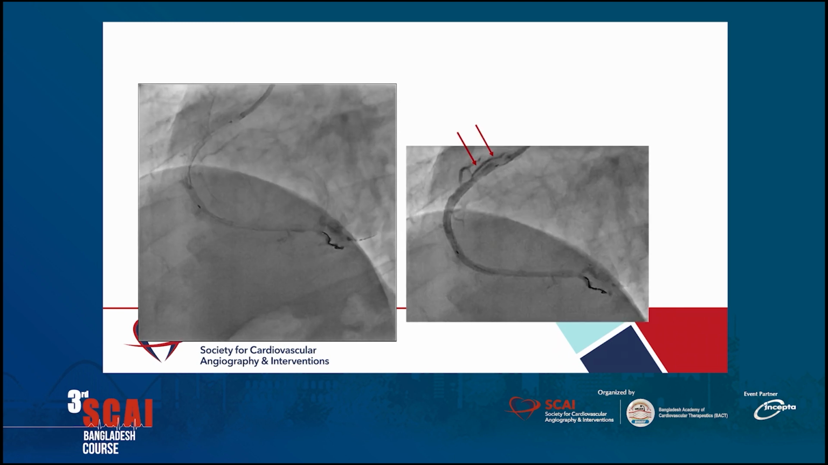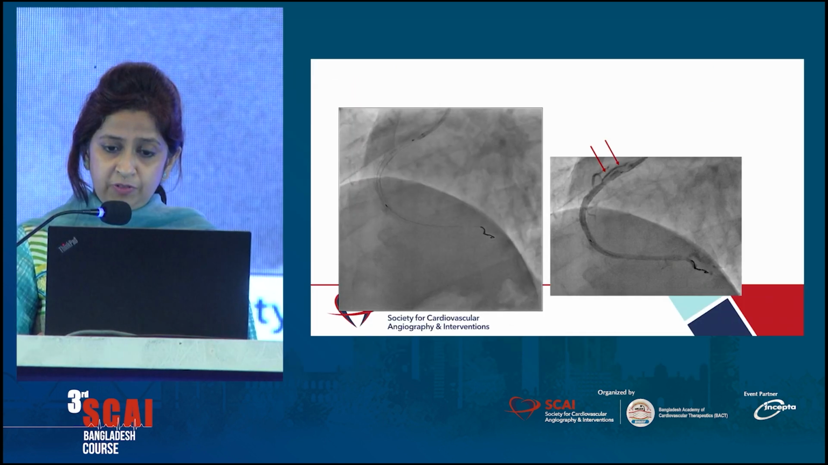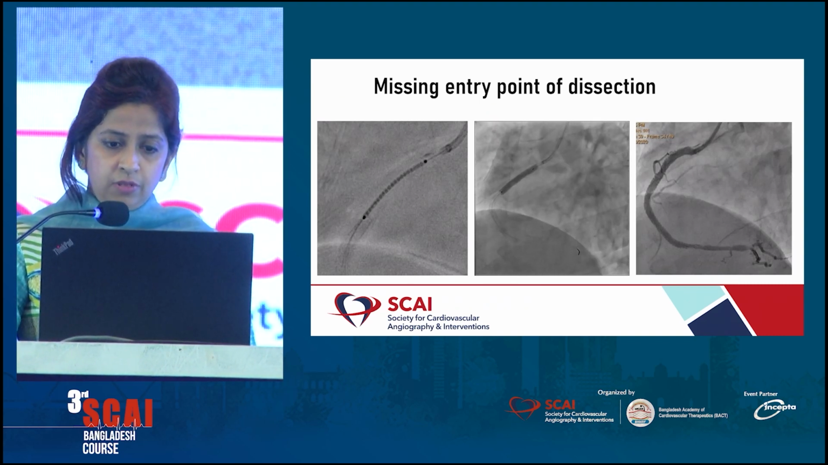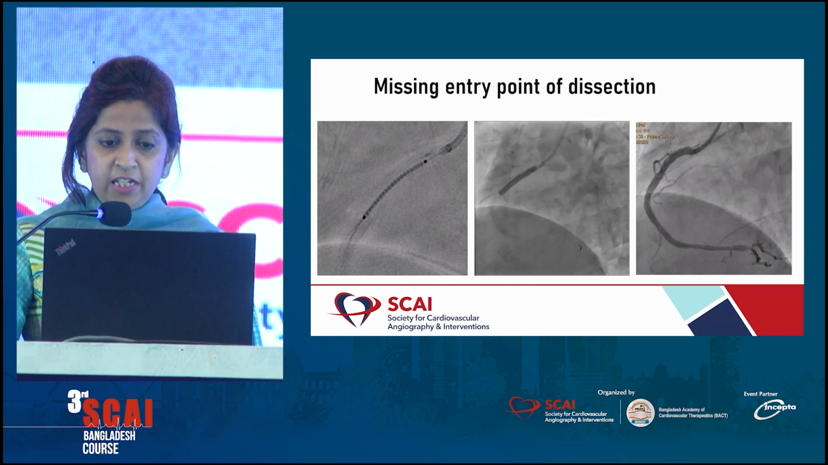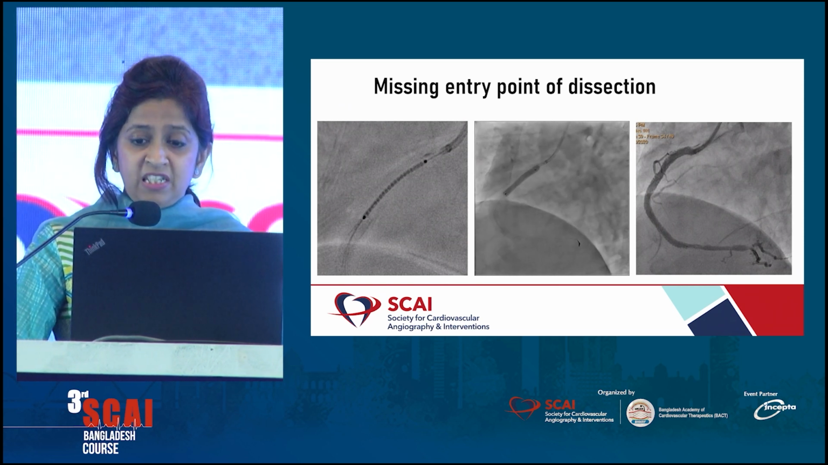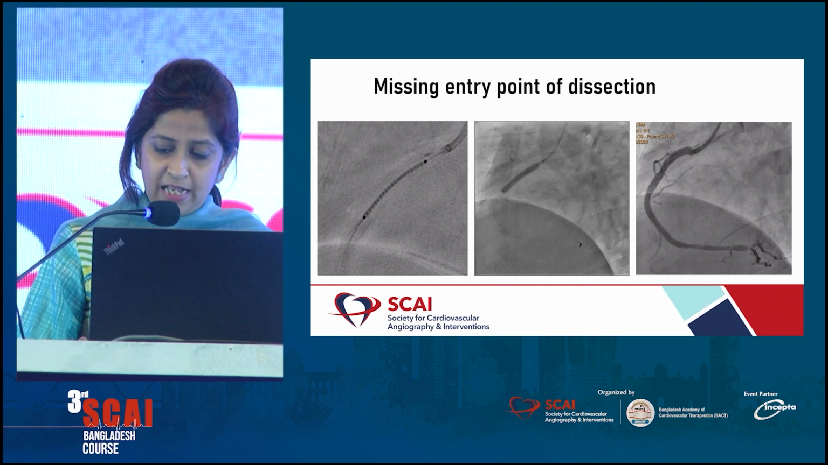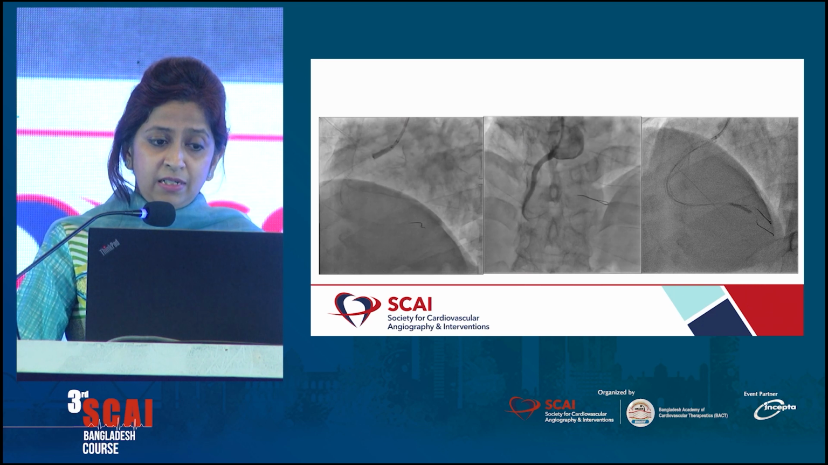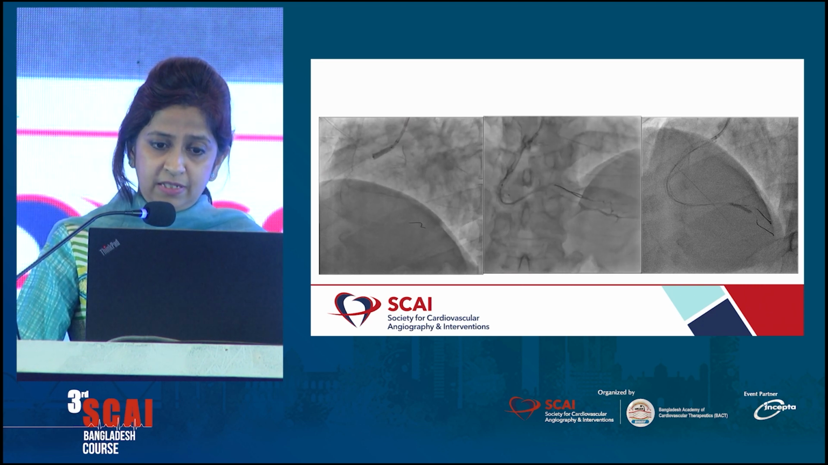You can see after stenting, the perforation sealed, but there was a long dissection proximal to the stent. So we took another stent of 3 x 18 millimeter. We stented the proximal part, but we missed the proximal entry point of the dissection. To seal the proximal entry point, we required another 3.5 x 12 millimeter stent.